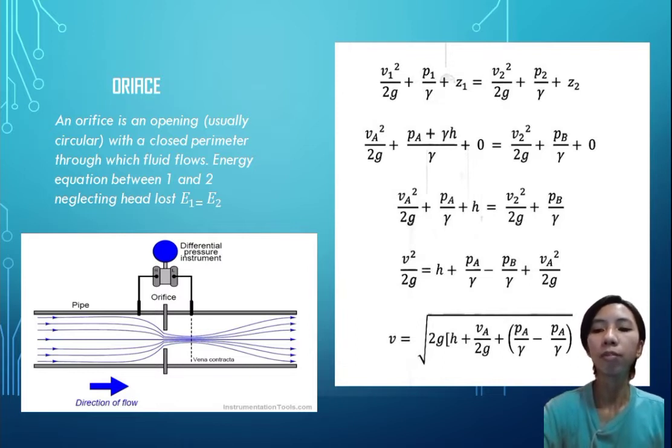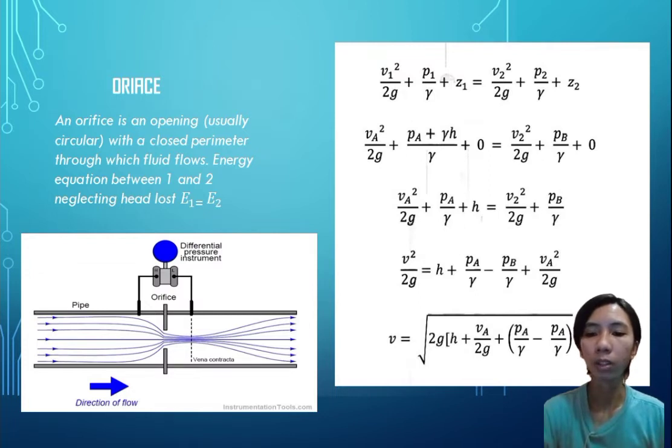And that will be v sub a squared over 2g plus p sub a over y plus h equals v sub 2 squared over 2g plus p sub b over y. Next, that will be v squared over 2g equals h plus p sub a over y minus p sub b over y plus v sub a squared over 2g. To get the formula of the orifice, we have v equals the square root of 2g multiplied by h plus v sub a squared over 2g plus p sub a over y minus p sub b over y.